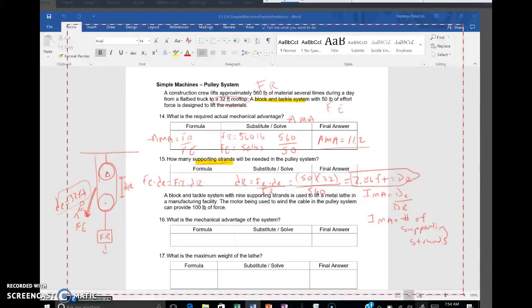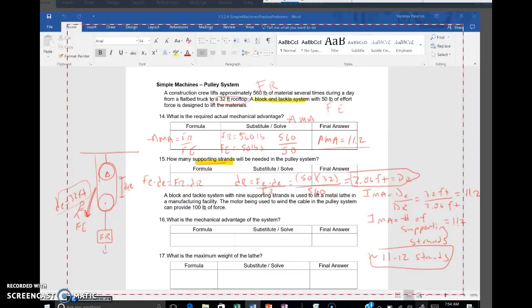So if we know our DE and our DR, remember our DE is 32 feet, we know our DR is 2.86 feet. If we divide the two, then we come up with an IMA equal to 11.2. So what we would have is we would need 11 to 12 supporting strands. Okay, and that's our answer.